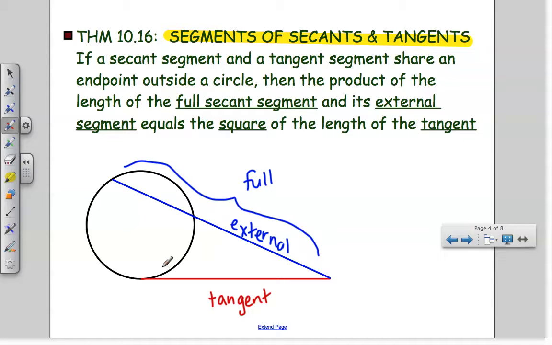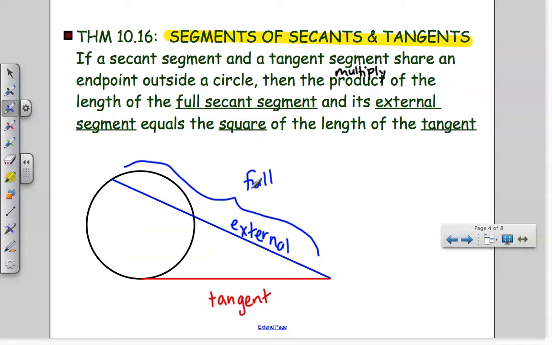Now, we're still going to look at products. We're still going to multiply. But if we have a secant and a tangent segment, then the product, or when you multiply the full secant segment times the external part, it actually equals the square of the length of the tangent. And the reason why, if you think about it, the full length of a tangent is the whole red segment. And the external part of the tangent, well, a tangent is all external, so it's really like full times external is the same thing times itself, and when you multiply something by itself, it is squared.